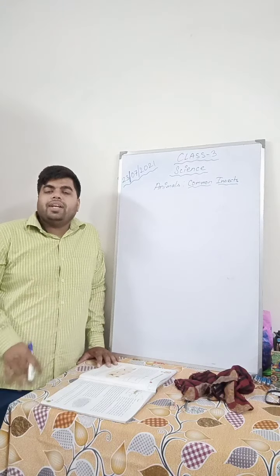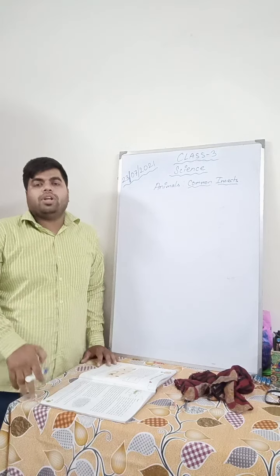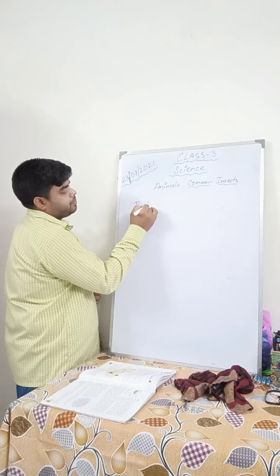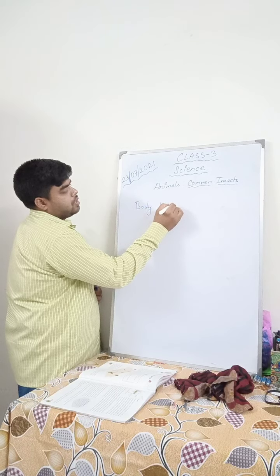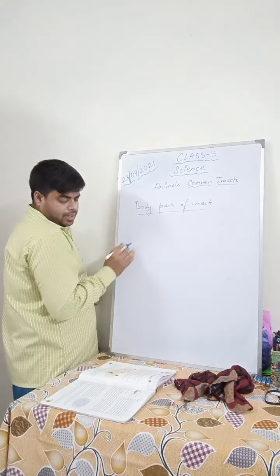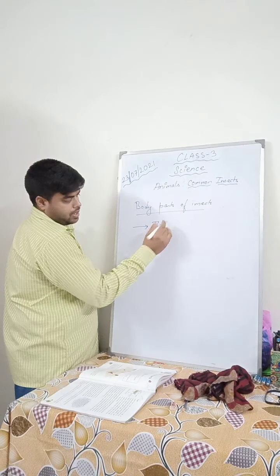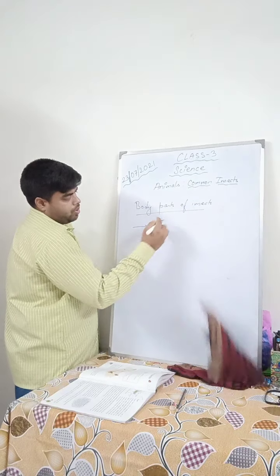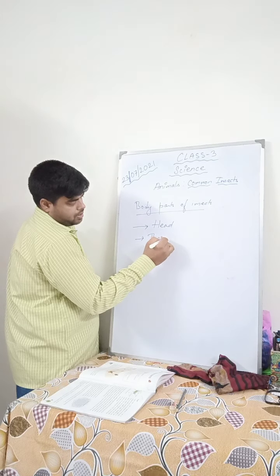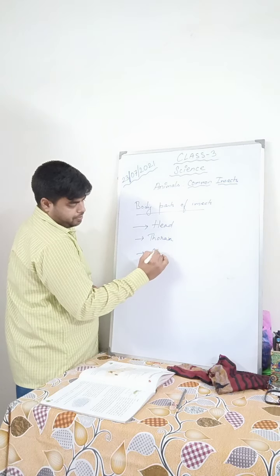Now, like each and every living thing has different body parts, insects also have different body parts. Their body parts, they are of how many types? They have 3 types. Number 1 is the head. Number 2 is the thorax, and number 3 is the abdomen.